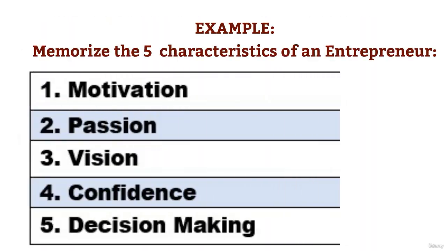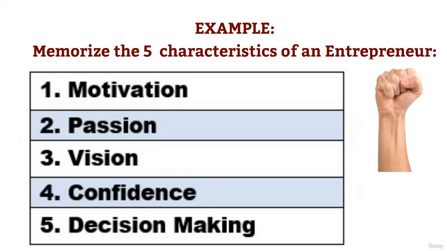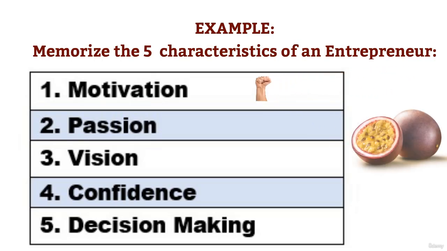I will teach you how to memorize the 5 essential characteristics of an entrepreneur by transforming them into images, then placing these images along a mental journey. Here are the 5 items we have to learn in order: motivation, passion, vision, confidence, and decision-making. The first step is to associate these abstract characteristics with tangible things. For the word motivation, I will associate the image of a human fist raised up. For passion, I can associate a passion fruit.